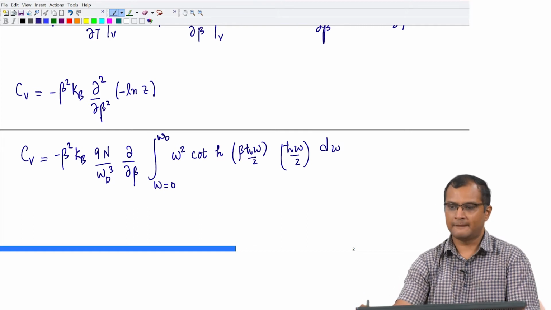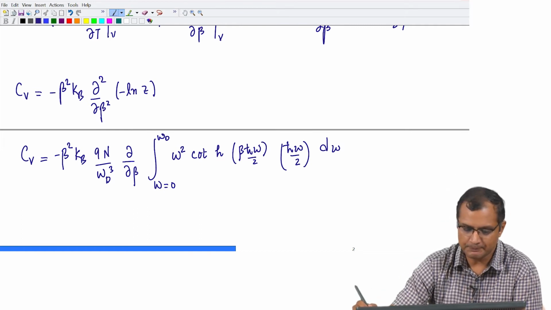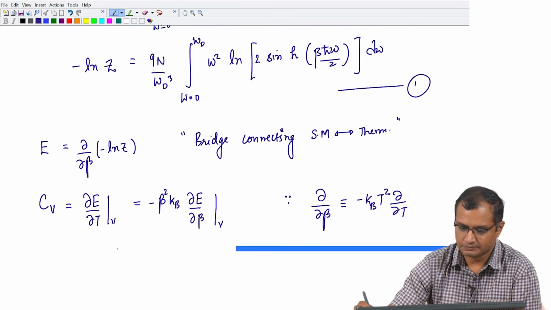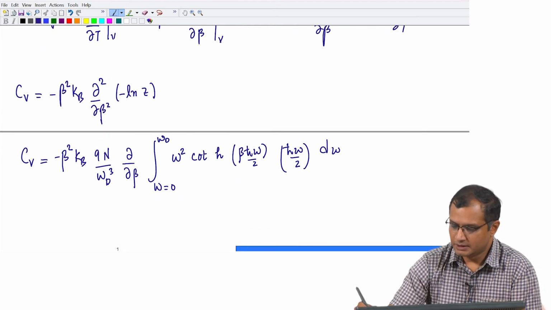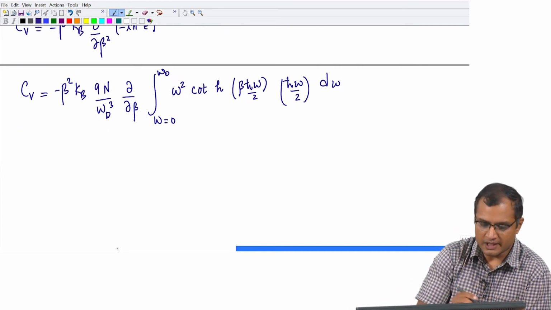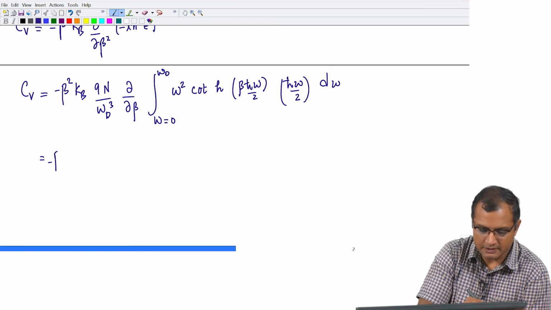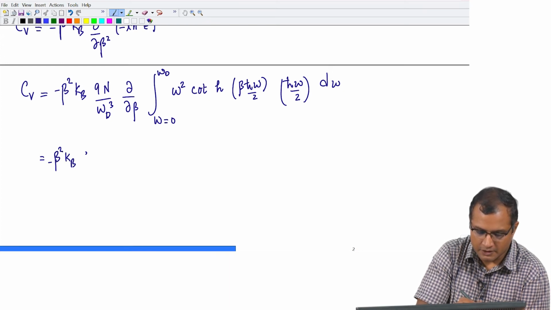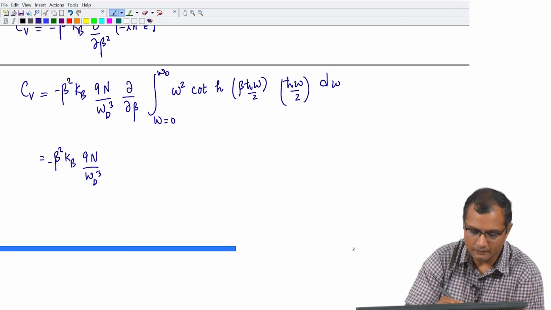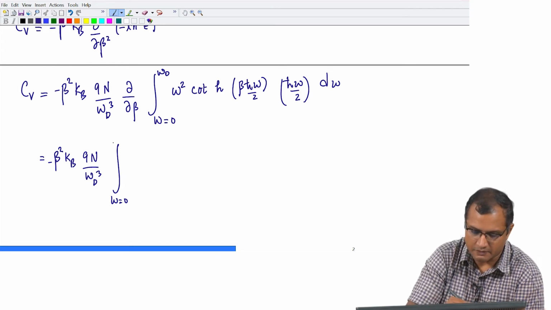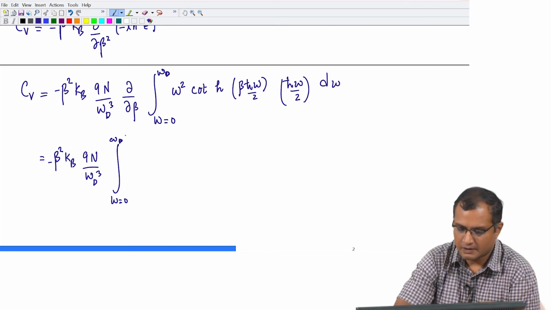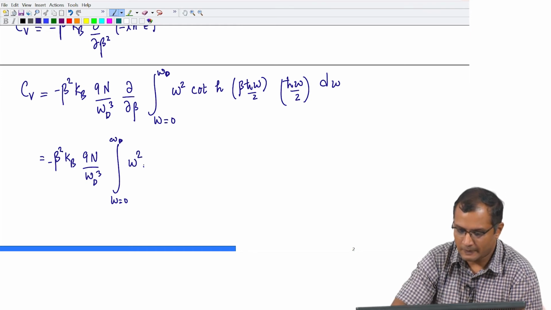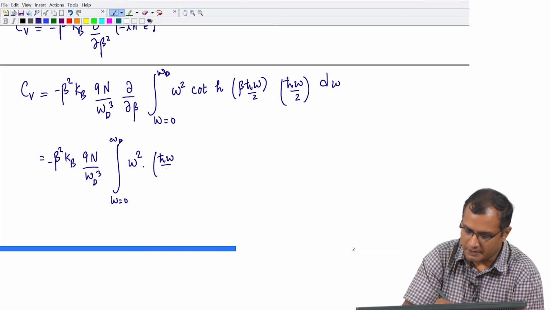Fine. Okay. Just look at it. Correct. And then we can do one more derivative here. So, I can write it as minus beta square kB into 9N by omega D whole cube. So, I can write it as integral omega going from 0 to omega D, and this would be omega square into h cut omega by 2.